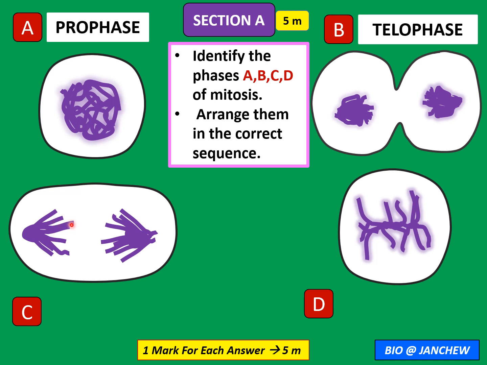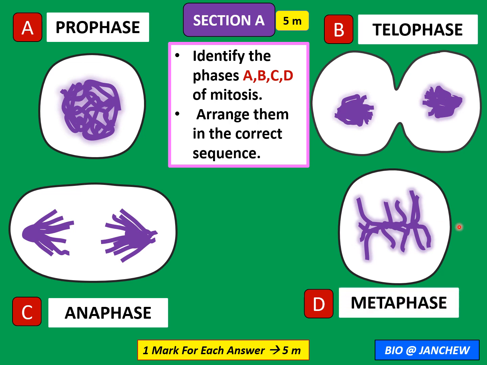C, we can see the sister chromatids separate and move to opposite poles. This is anaphase. And D, we can see the chromosomes aligned or arranged at the equatorial plane or metaphase plate. So this is metaphase. Now take note that the word equatorial plane is used in KSSM syllabus.